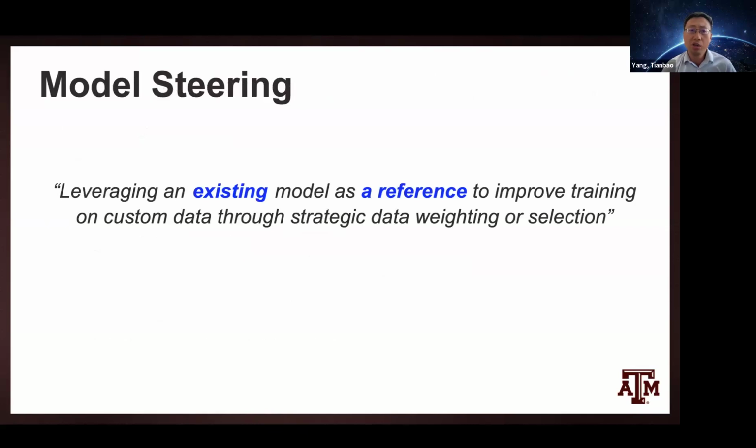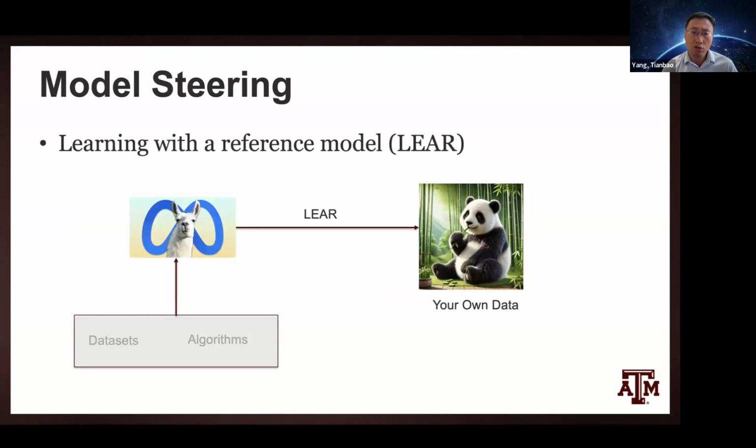Okay, so today I want to introduce a new way of leveraging existing models. It's what I call model steering. Model steering refers to a learning paradigm that leverages an existing model as a reference to improve the training on custom data sets through strategic data weighting or selection, with the goal of improving the scaling law. Improve the scaling, improve the generalization. To achieve model steering, we use a reference model in our training algorithms. The reference model could be an open model, maybe a model trained on smaller data sets, maybe an open model where you don't know what data set or algorithm they used. But you want to train a stronger model on your own data sets. That is what model steering does.